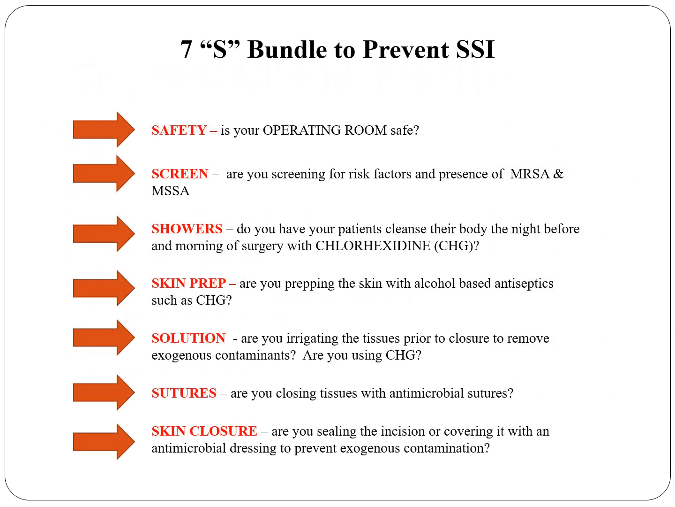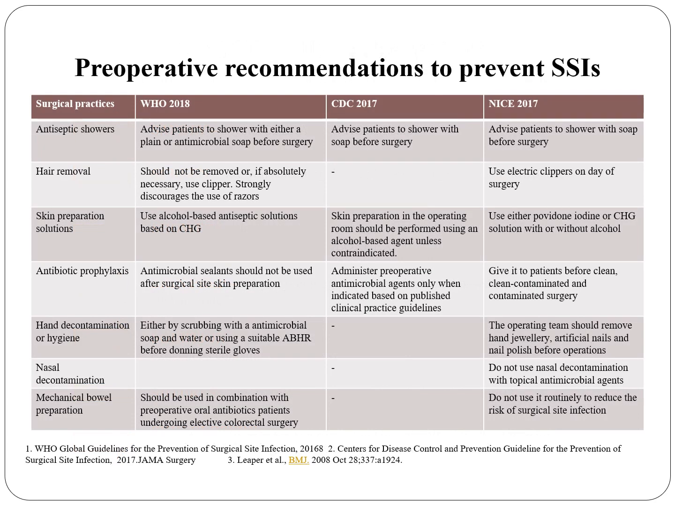The 7S bundle to prevent SSI includes safety, screen, showers, skin preparation, solutions, sutures, and skin closure. The pre-operative recommendations to prevent SSIs include antiseptic showers, hair removal, skin preparation solutions, antibiotic prophylaxis, hand decontamination, nasal decontamination, and mechanical bowel preparation. There are WHO, CDC, and NICE guidelines for the same.